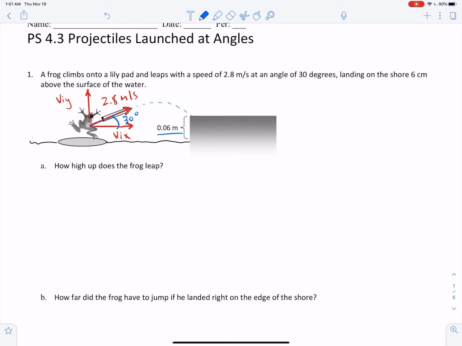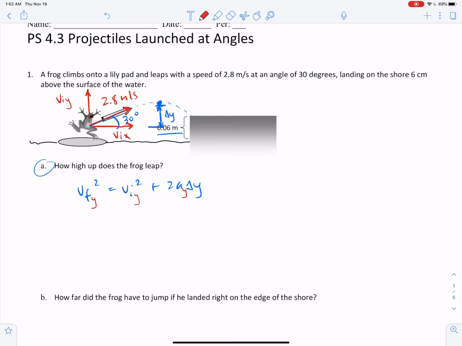Okay, so question A, how high up does the frog leap? So we want to know, like here, this point, what is this delta y at the highest point? For that, we can use the third equation of the big three, v final squared equals v initial squared plus 2a delta y. But we're going to specify that this is the final vertical velocity squared equals the initial vertical velocity squared plus 2 times the vertical acceleration times delta y.